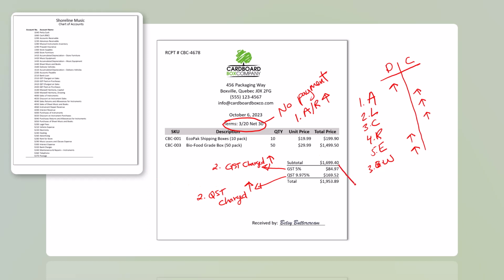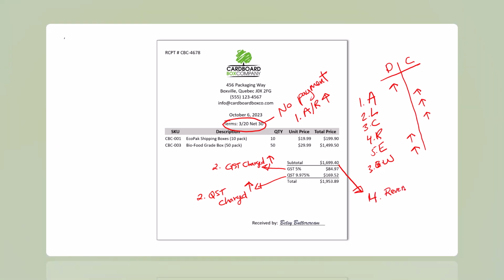So we need one more thing to balance this transaction. It's going to be our revenue, which is a 4, and a credit account.